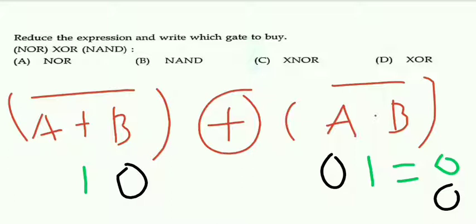Let us substitute different input. A is 1, B 0. A1 B0 means A plus B is equal to 1 and 1 complement 0. A1 B0 means A into B is 0, 0 complement 1. 0 plus 1 is 1. So for same input 0, different input 1, which is nothing but our XOR gate. So option D is the right answer.